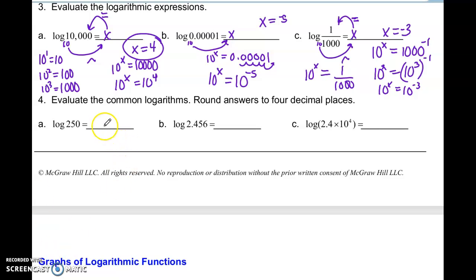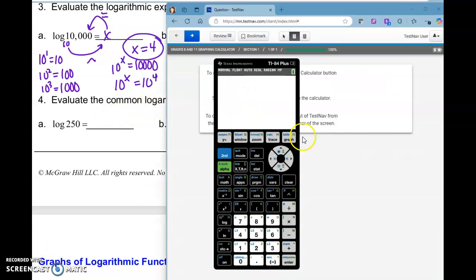The next one says to evaluate the common logarithms and round your answers to 4 decimal places. So when you look at the calculator, you will see the log key on here. The log key is right here. On other calculators, it will be somewhere similar, but it will always say log. And log means the common logarithm. So when I type this, notice the base doesn't show up. It just says log and then a parenthesis. So the calculator has a common logarithm built into it.